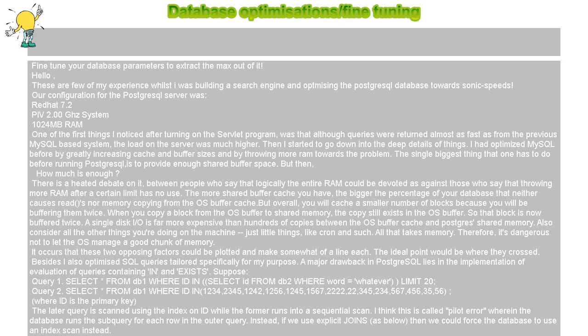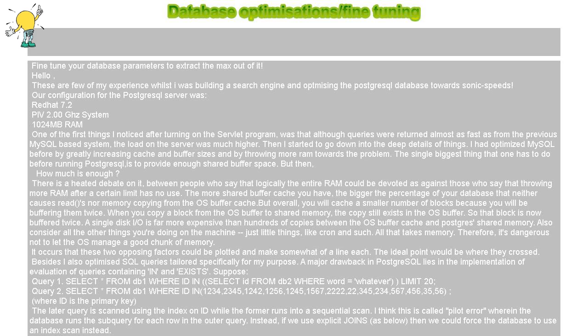Also consider all the other things you're doing on the machine, just little things, like cron, and such. All that takes memory. Therefore, it is dangerous not to let the OS manage a good chunk of memory. It occurs that these two opposing factors could be plotted and make somewhat of a line each. The ideal point would be where they crossed.